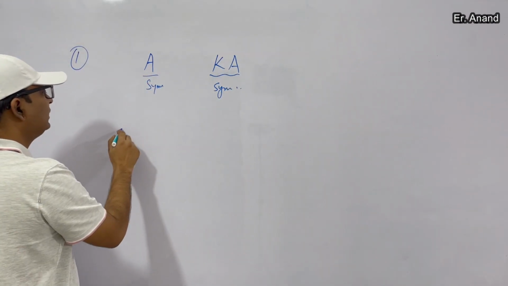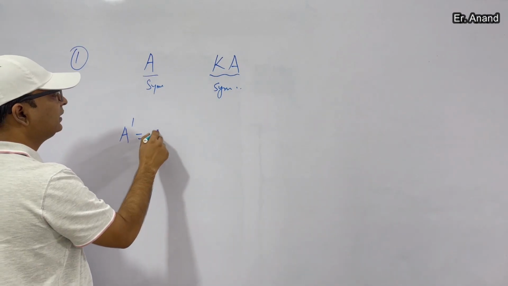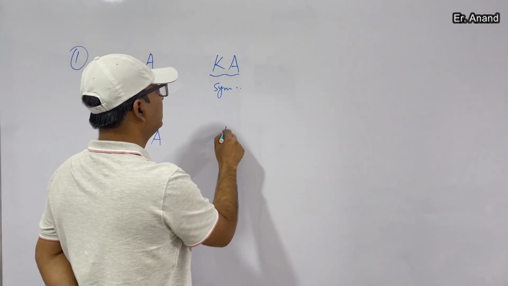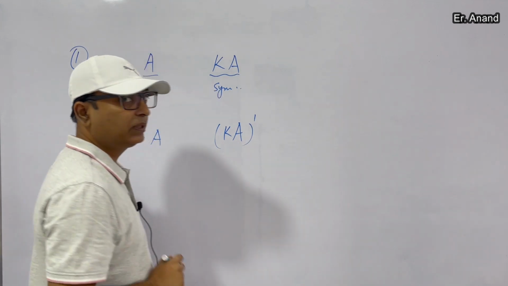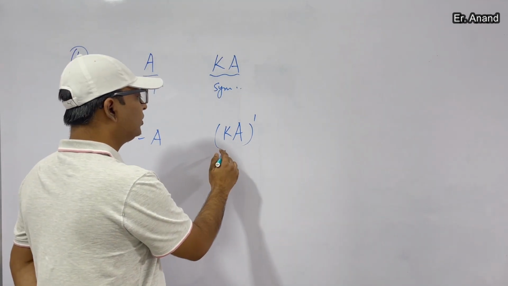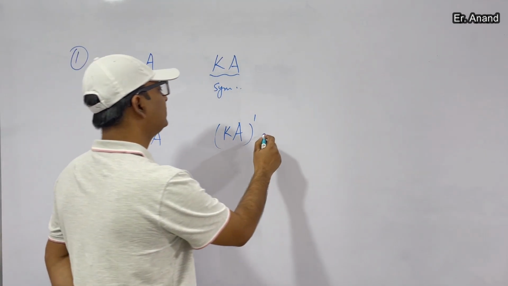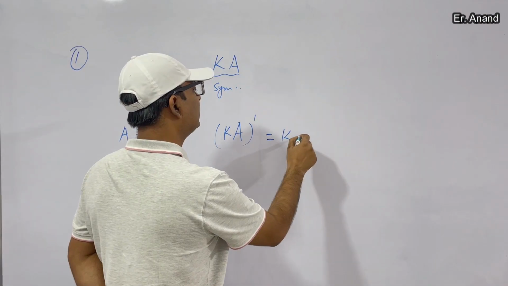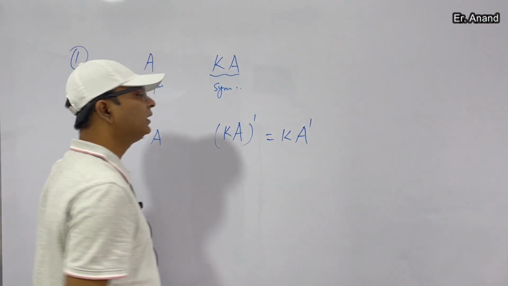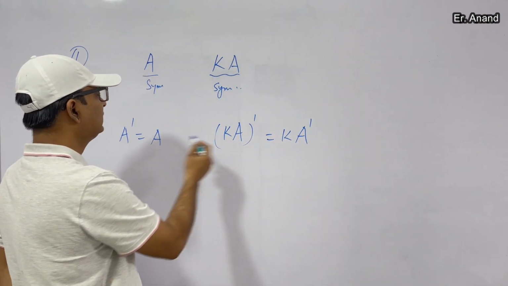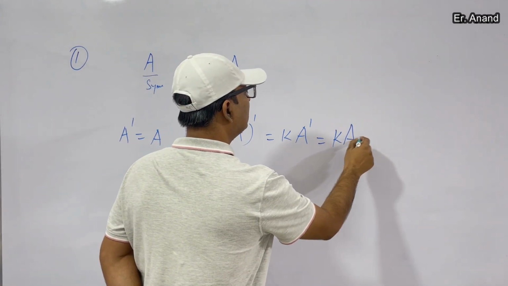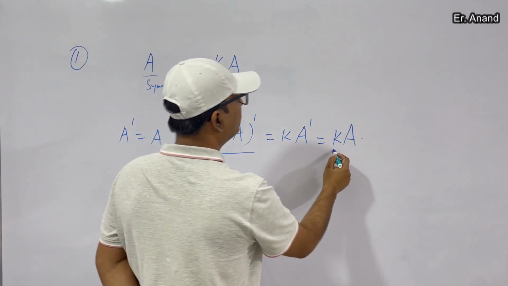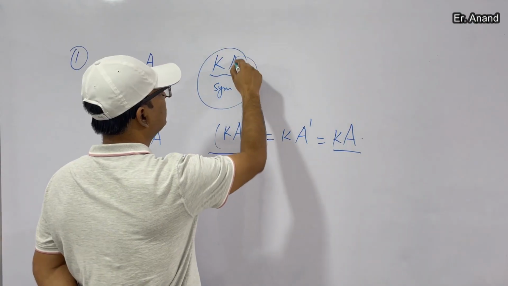See, A is symmetric, this means A dash is A. Now (kA) dash, when can we say that (kA) dash is symmetric? When (kA) dash will be equal to kA. From the scalar property of matrix, we know that in this case k can be taken out, so this is actually equal to k A dash, but A dash is equal to A, this is given, so this is kA. Now see, (kA) dash is equal to kA, therefore kA is also symmetric.